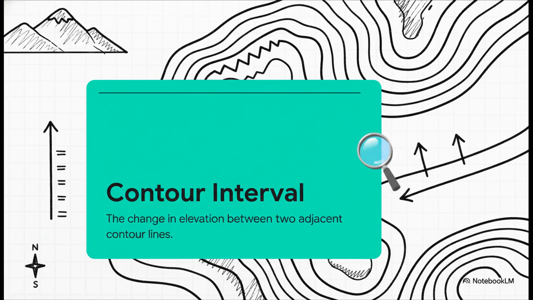So, if the contour interval is, let's say, 10 feet, it means that every single time you cross from one line to the next on your map, you are going either 10 feet up or 10 feet down. It's the step size for the whole map.